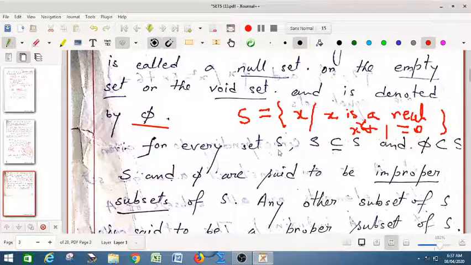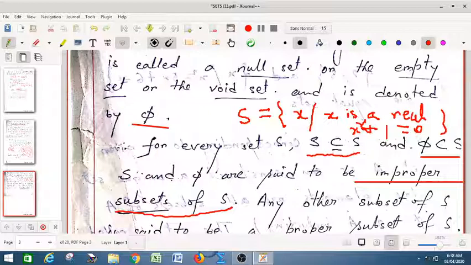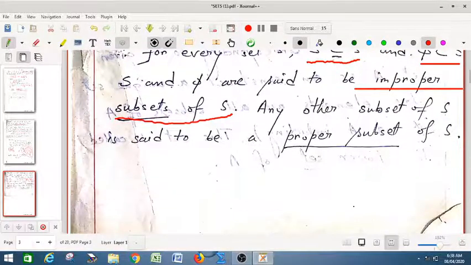So now, every set S is a subset of itself. This comes from the definition of subset. And phi is a subset of every set. This is also from the definition of subset. So these are called improper subsets of S. Every set is a subset of itself, and phi is a subset of every set. So these are the improper subsets. Any other subset of S is said to be a proper subset of S.